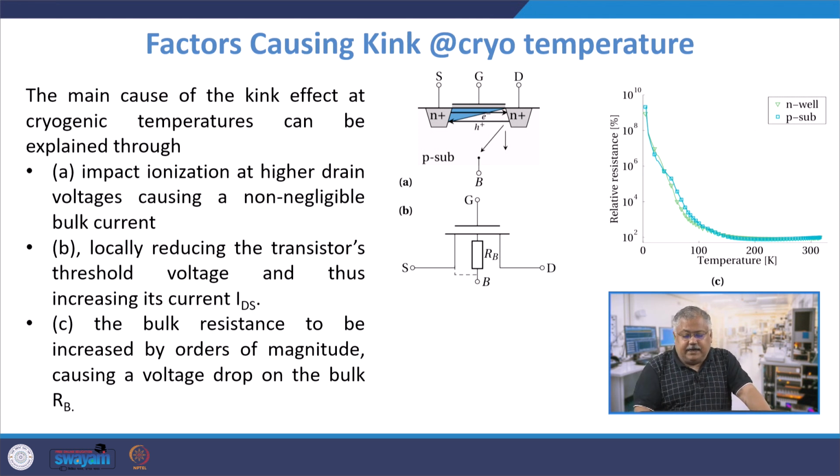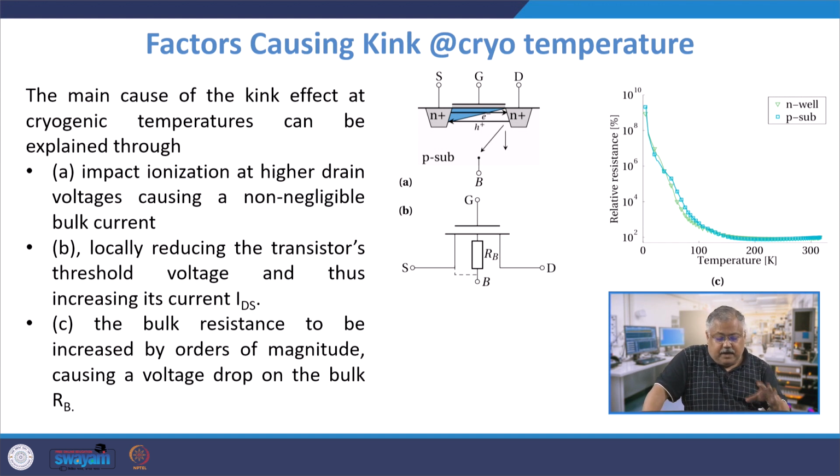On the right hand side, if you look at the P substrate and N well, typically we need not distinguish between the two at this stage. But what we are trying to look at is that as the temperature goes to a very low value, the relative resistance starts to become larger and larger.